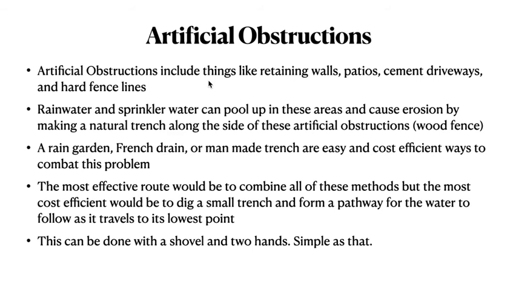Another thing that can cause standing water is an artificial obstruction, and those include retaining walls, patios, cement driveways, and a hard fence line. Rainwater and sprinkler water can pool up in these areas and cause erosion by making a natural trench along the side of these artificial obstructions. And the reason I put this here, this wood fence, if the water pools up around a wood fence, it's just going to rot, and nobody wants that. It would make a massive mess.